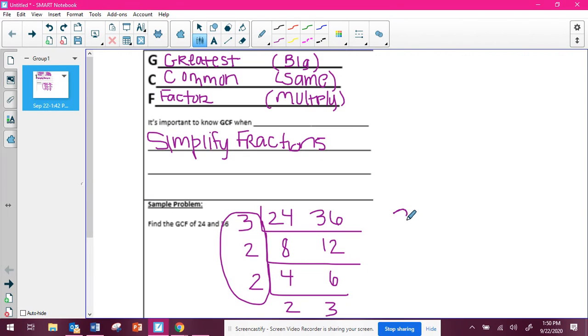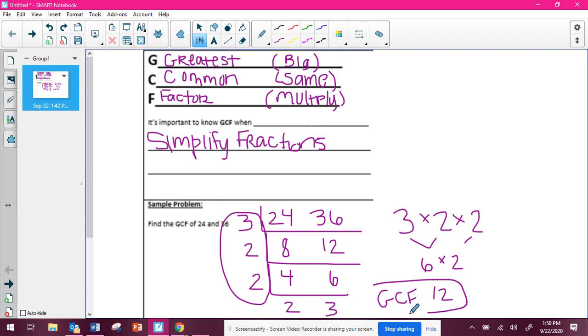and we multiply. So we're going to take 3 times 2 times 2. I know 3 times 2 is 6, and 6 times 2 is 12. So our GCF, or greatest common factor, of 24 and 36 is 12.